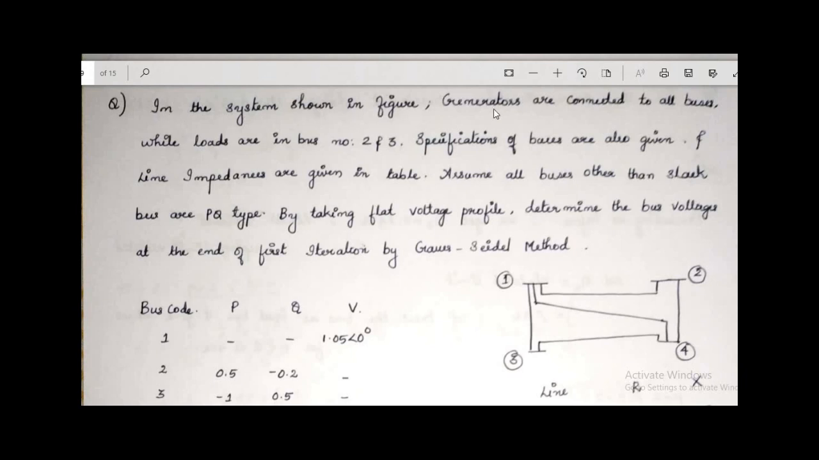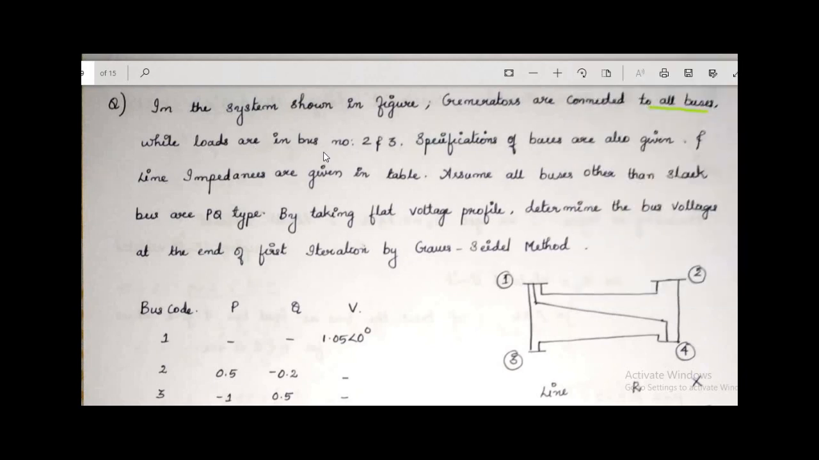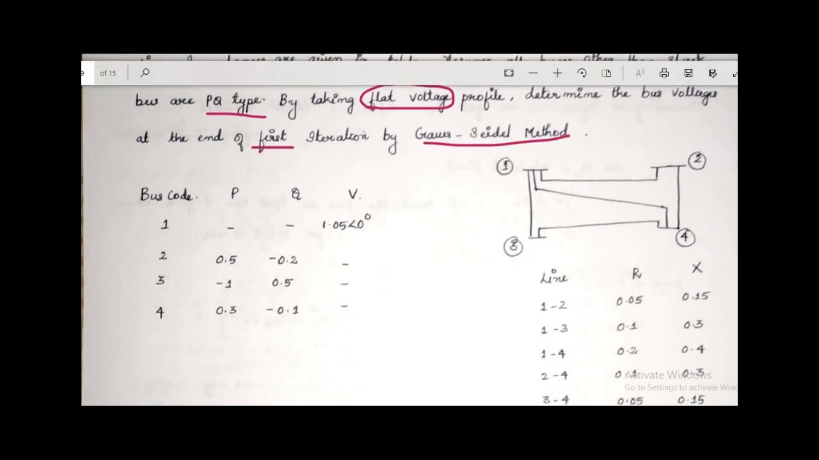In the system shown in the figure, generators are connected to all buses, while loads are at bus numbers 2 and 3. Specifications of buses are also given. Line impedances are given in the table. Assume all buses other than the slack bus are PQ. Oh, it is directly given. The buses are PQ. By taking a flat voltage profile, determine the bus voltages at the end of the first iteration by the Gauss-Seidel method. Okay, we will see to it.